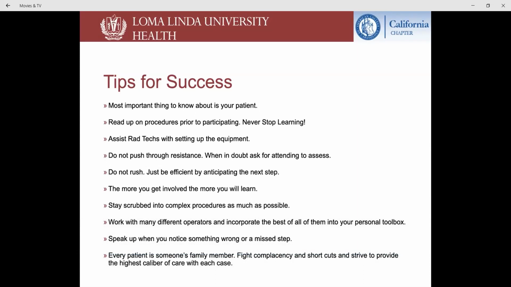Now, I recommend you work with as many different operators as possible, because everybody has little tips and tricks that they can pass on to you, and then you can incorporate the best of all of them into your personal toolbox when you become an attending.